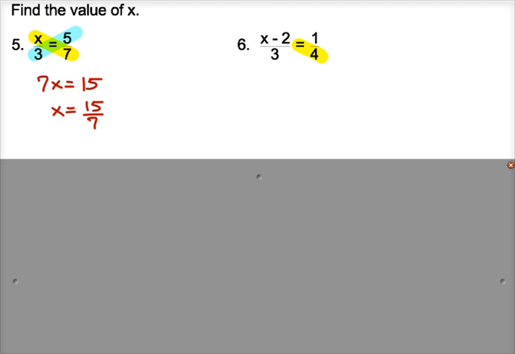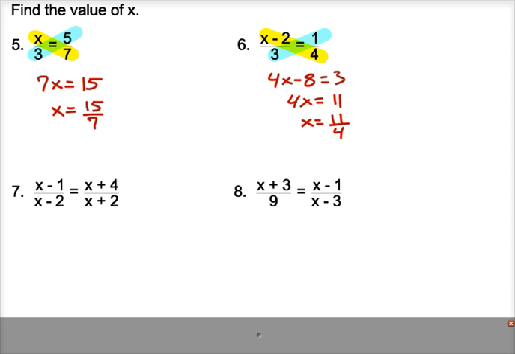Cross multiplying the next problem. I'm going to start by multiplying the 4 times the x minus 2, so I make sure I distribute and get 4x minus 8 is going to equal what I get when I cross multiply the other direction, which is just 3 times 1, so that's a 3. Solve the equation, I'd add an 8 onto each side, which is going to give me 11. Divide by 4. Here's another problem that doesn't reduce, so I just get 11 fourths.